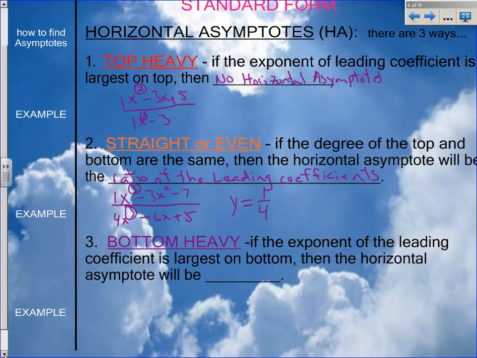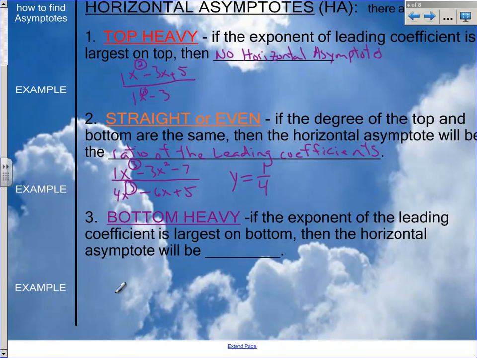Now, if it's bottom heavy, that means if the bottom is bigger than the top, like x plus 3 on top and then x to the 4th minus 6x squared plus 7. This is bottom heavy. If the degree of the bottom is bigger, then there will be a horizontal asymptote, and it will be at y equals 0. Those are your only three rules for that.